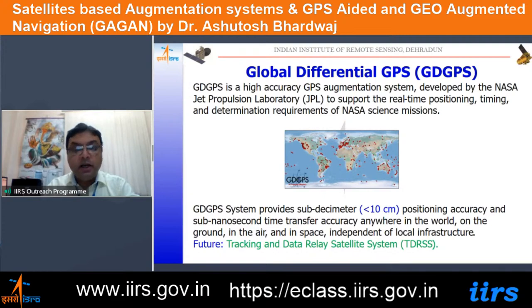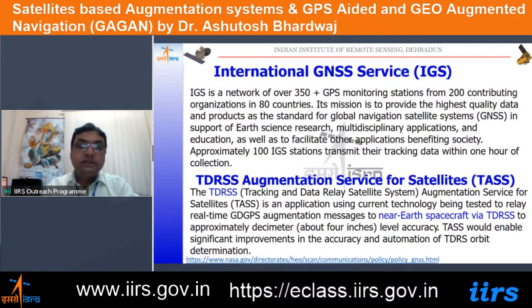That is the kind of development which has already taken place, and what is in future is the tracking and data relay satellite system based mechanism, which is called the TAS, that is the TDRSS Augmentation Service for satellites. This service will have the responsibility to provide the position of the near Earth spacecraft or the small satellites within an accuracy of 4 inches. That kind of system, TAS, is under investigation, and it will also be working.